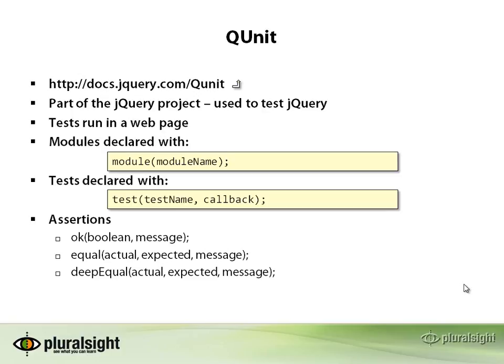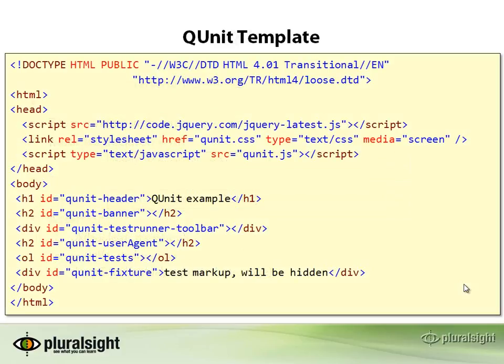The OK assertion is used to test a Boolean condition. Equal is a shallow comparison to test that two objects are equal. And deepEqual is a deep recursive comparison of two objects.